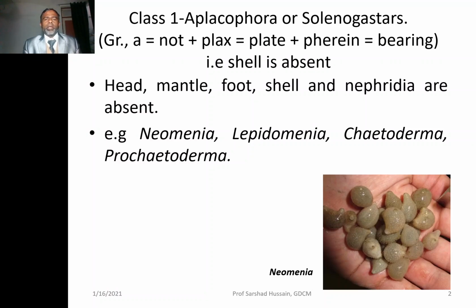Head, mantle, foot, shell, and nephridia are absent. All these things are absent. Examples are Neomenia, which I have shown you here, Lepidomenia, Chaetoderma, and Prochaetoderma.